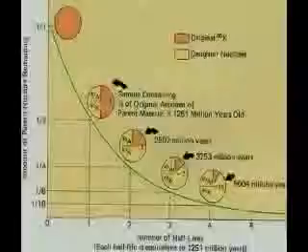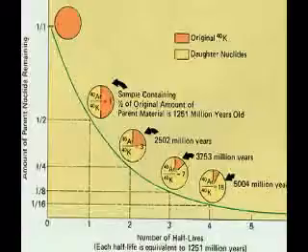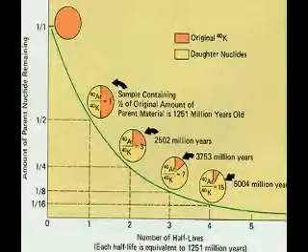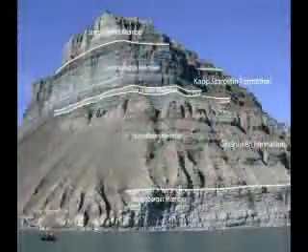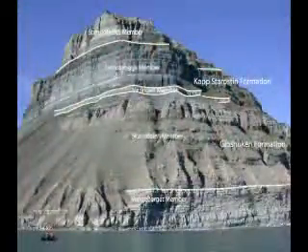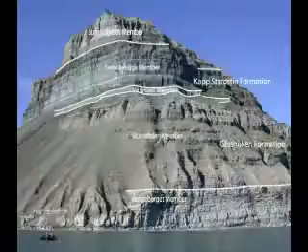Potassium-argon dating works on the same principle as carbon dating, but instead of carbon decaying to nitrogen, we have potassium decaying to argon. And instead of a half-life of 5,500 years, we have a half-life of 1.3 billion years. That means the method can be used for dating rocks and fossils hundreds of millions of years old.